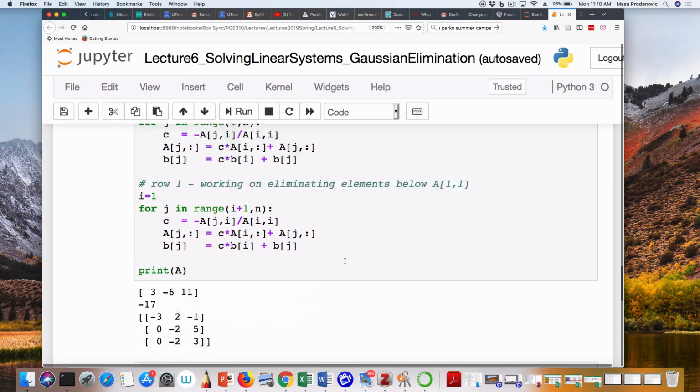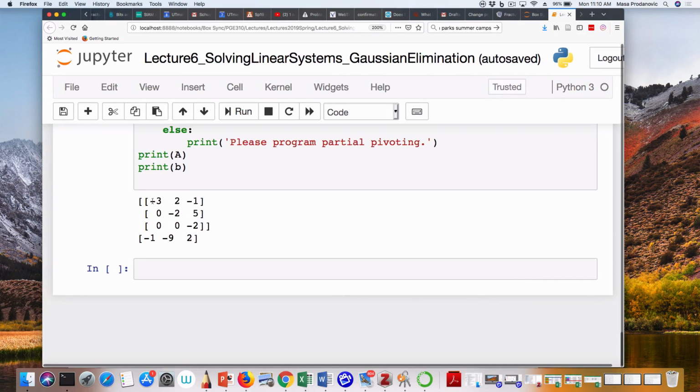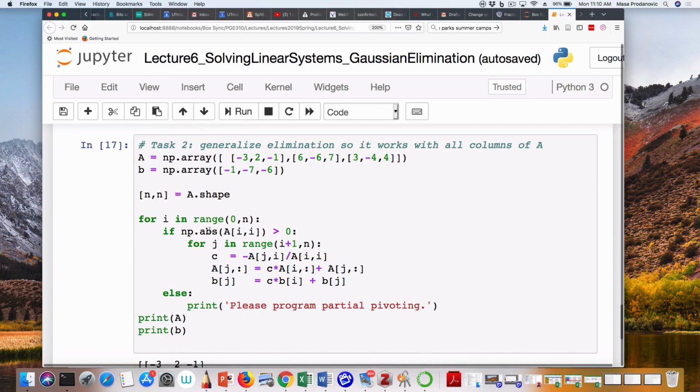All right, so this is the step by step, just as a quick review. So I have my A and B, which I use for practice. And then this is my forward elimination step. So this required essentially a nested for loop. So for every pivot element, this is my diagonal element that should be non-zero. Right now I'm not doing anything in case it is 0. I'm just saying please program partial pivoting, which you will do for your homework.